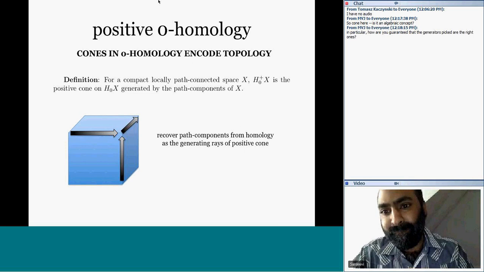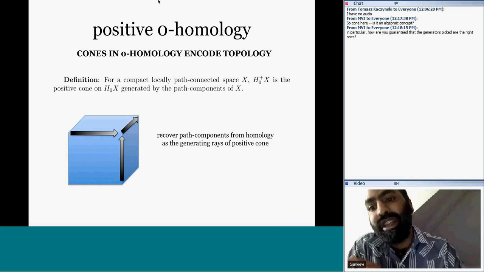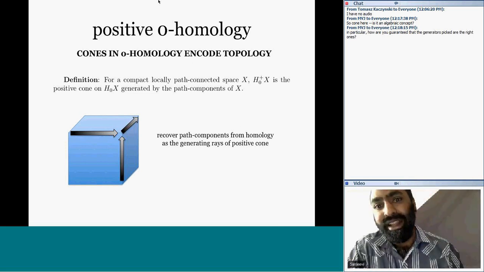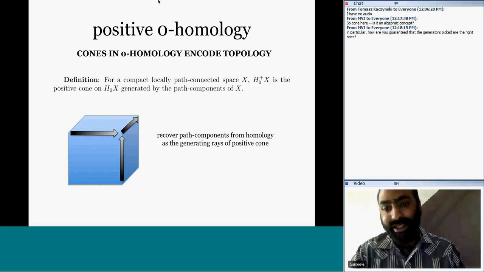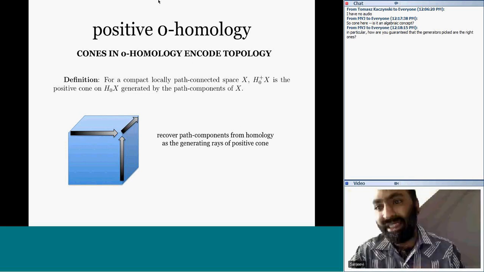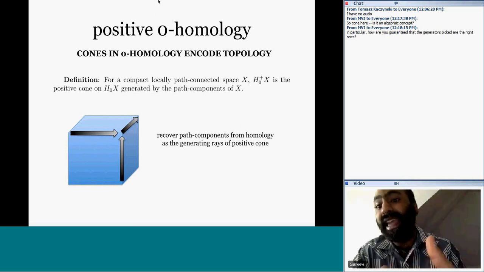Yes. Is there a procedure to go all the way from chain modules to the positive cone directly, or is it something you pull out of the vector space? No, the vector space already forgets that, right? So we're secretly thinking about H_0 as being constructed in this very concrete way as linear combinations of path components. And then we're defining the positive cone to be these non-negative linear combinations of path components. So basically, topological.